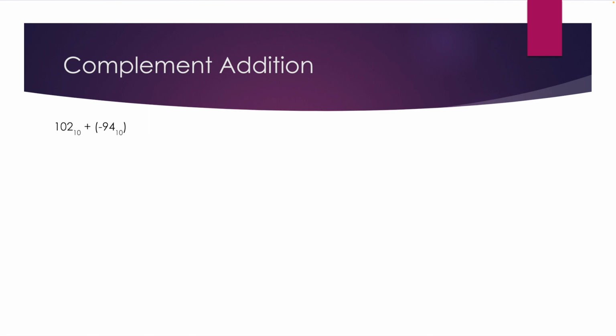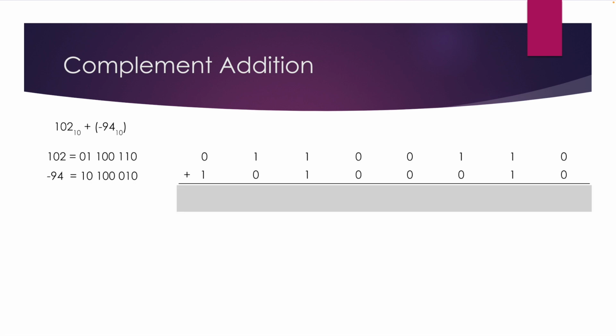Okay, so I'm first going to write them in binary or 2's complement form. So 102 I write in binary. Negative 94 I'm writing in 2's complement form. And then I'm going to do my regular addition.